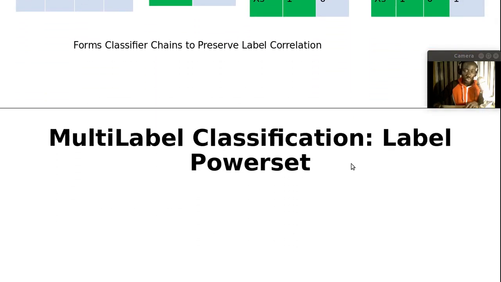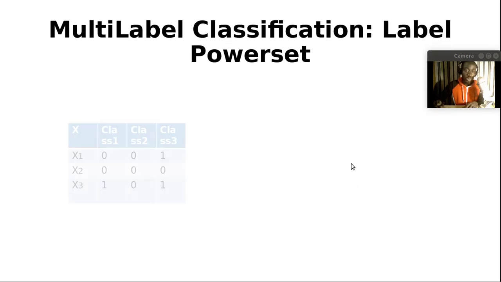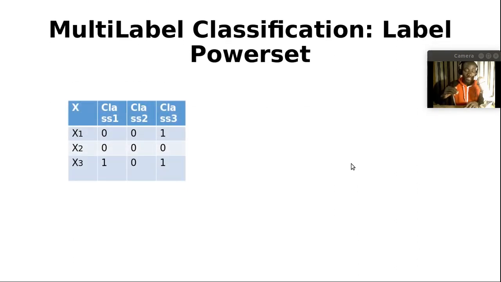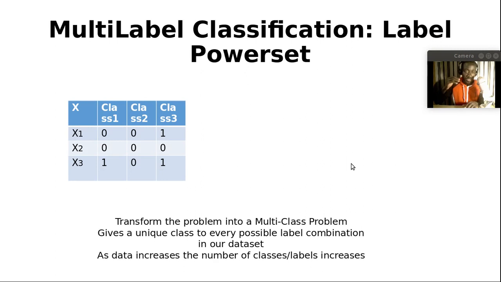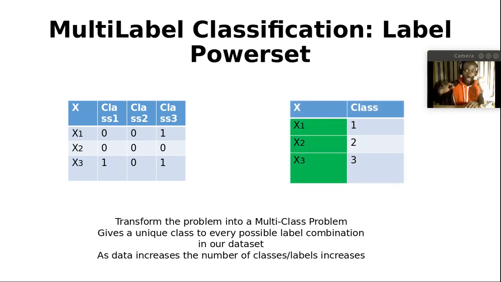Then the next one we can also do is label power set. In that case, you are going to have the same data. We are going to find the unique features within them, right? You're going to transform them to give unique classes to every possible label combination. Then we're going to transform them into something like this. So it's going to have unique classes, then you're going to train it. So these are the 3 main ways for dealing with multi-label classification in case you want to transform the problem.